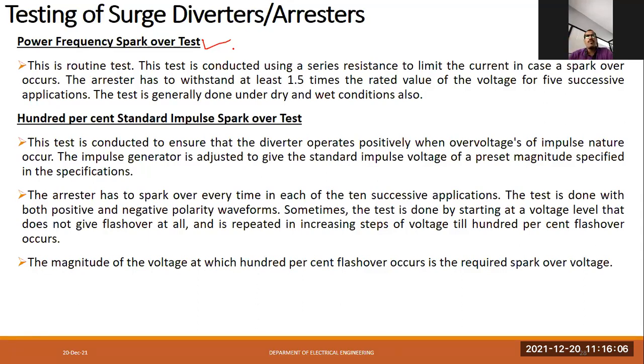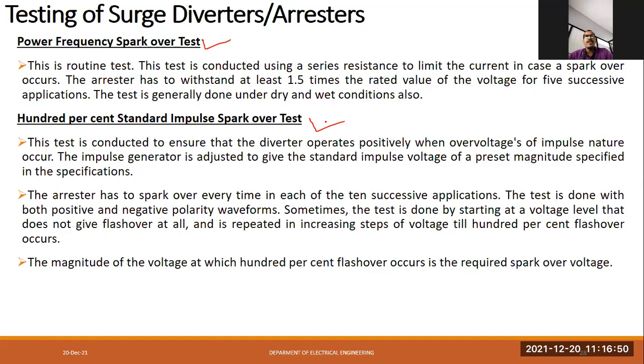At that time the arrestor should withstand 1.5 times the rated value of voltage, and we apply that for 5 to 7 applications. In those 5 to 7 we have to check whether the surge diverter is going to withstand or not. If out of 5 one time it fails, then we can say it is passing the test. But if it fails 2 times, then we can say it fails this test. Such a test can be carried out under dry as well as wet conditions, so it will give a good quality check.